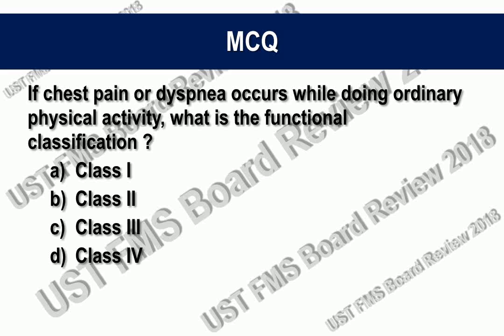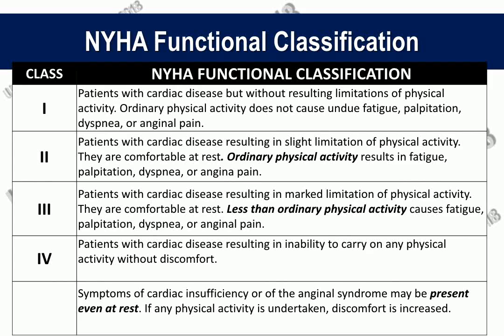Multiple choice. If a chest pain or a symptom of dyspnea occurs while doing ordinary physical activity, what would be the functional classification? This is based on the New York Heart Association. So remember, when you have symptoms during ordinary physical activity, that is a class 2 functional classification. The key word there is patients in class 1 do not have limitations of physical activity. Ordinary activity does not cause any symptom like fatigue or palpitation.